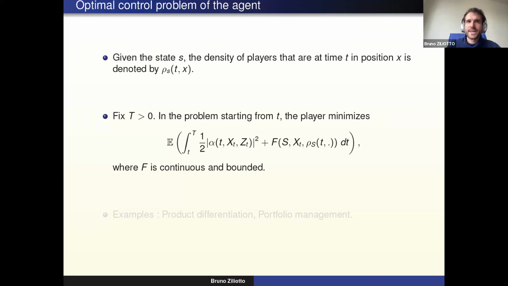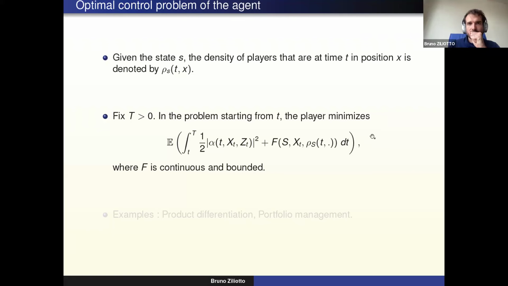And the flow cost F depends on the repartition of players. So this one depends on S. The control cost does not depend on S, but the flow cost depends on S. And you can see that the signal does not affect the cost. The signal only affects the information of players.